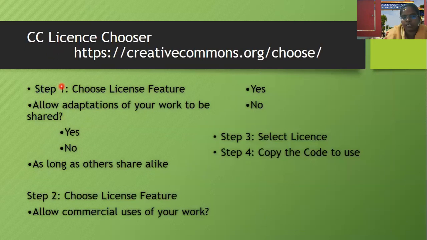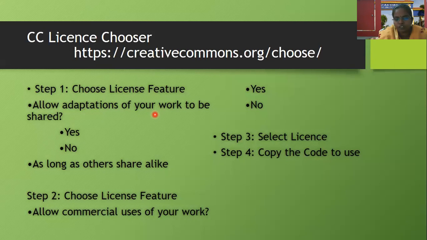How do we choose a Creative Commons license? At this URL we can create the Creative Commons license. Anybody can create these licenses by following these 4 steps. We can create the copyright code. First step is choose license feature: allow adaptation of your work to be shared, yes or no. You can select any option, including as long as others share alike.